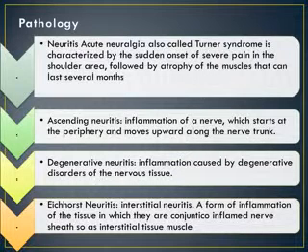Pathology. Neuritis: acute neuralgia, also called throat syndrome, characterized by the sudden onset of severe pain in the shoulder area, followed by atrophy of the muscle that can last several months. Ascending neuritis: inflammation of a nerve which starts at the periphery and moves upward along the nervous trunk. Hereditary neuritis: inflammation caused by the general activity zone of the nervous tissue. Shock neuritis, interstitial neuritis: inflammation of the tissues in which they are constituted, inflamed nerves, such as intercostal tissue muscle.